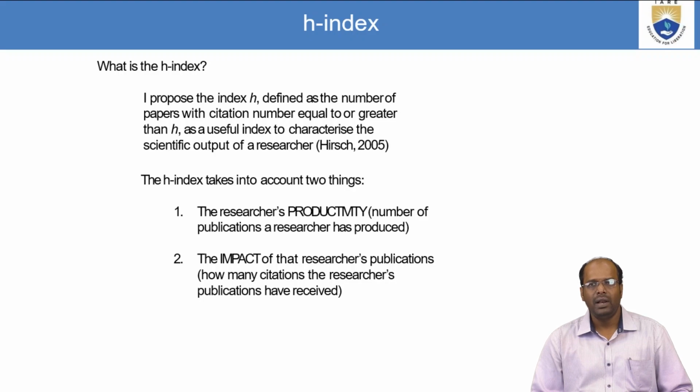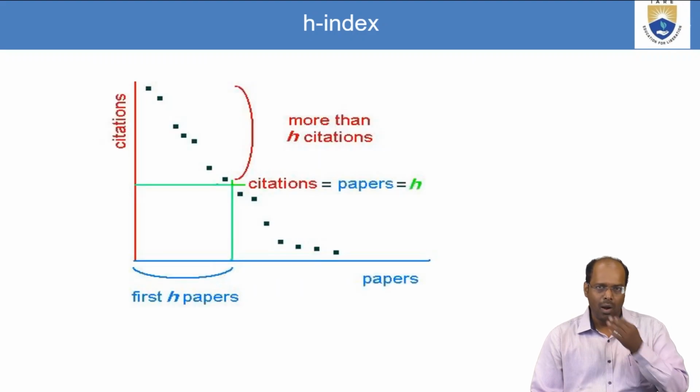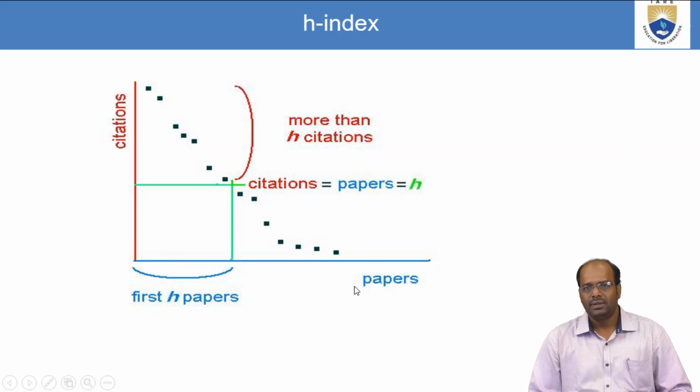So how do we calculate the H index? On the x-axis we have the number of papers, so the x-axis represents papers and the y-axis represents citations. So for the number of papers on the x-axis, the first H papers having more than H citations is how we calculate the H index.